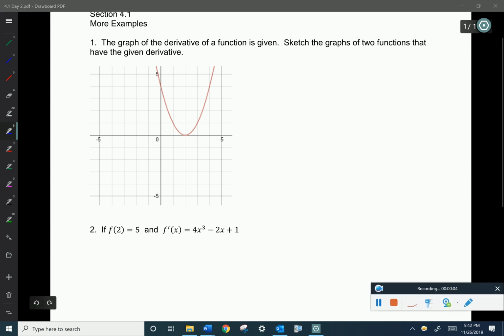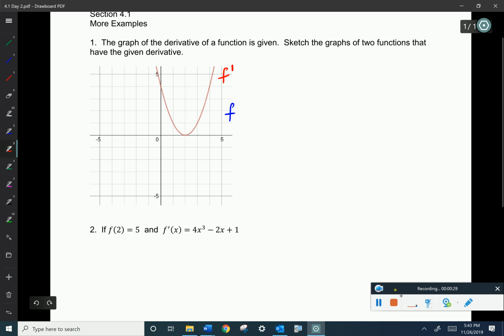So these are the notes for the second part of section 4.1 and then also for the beginning of section 4.5. If you'll notice the example that you have, it says the graph of the derivative of a function is given. So this is the derivative. And we are to sketch the graphs of two functions that have the given derivative. So in other words, we want to sketch the graph of the original. It does say to give two examples.